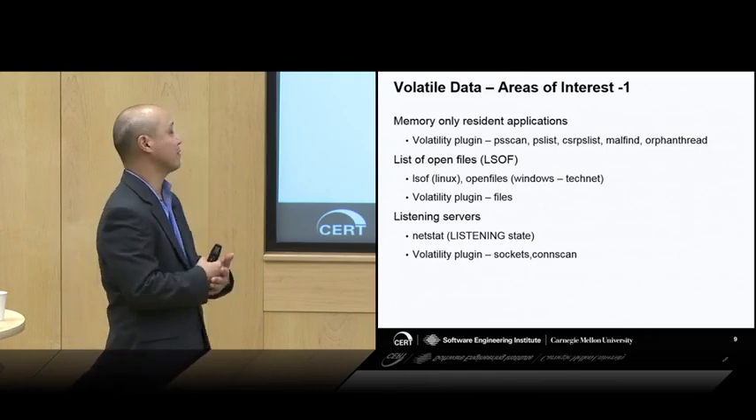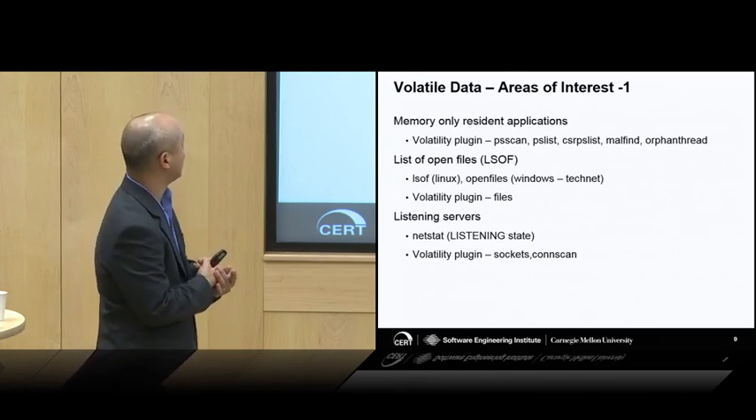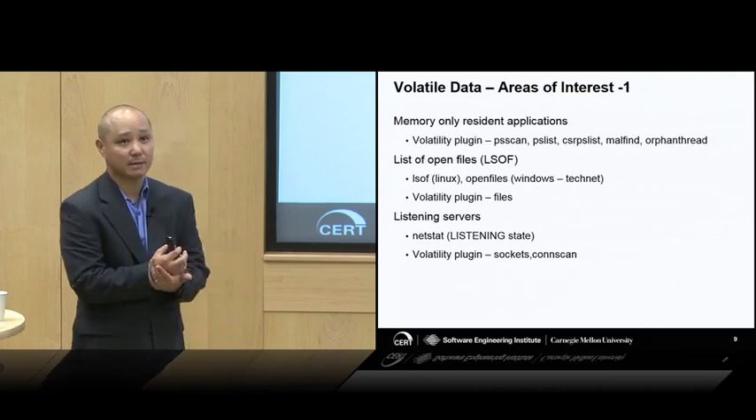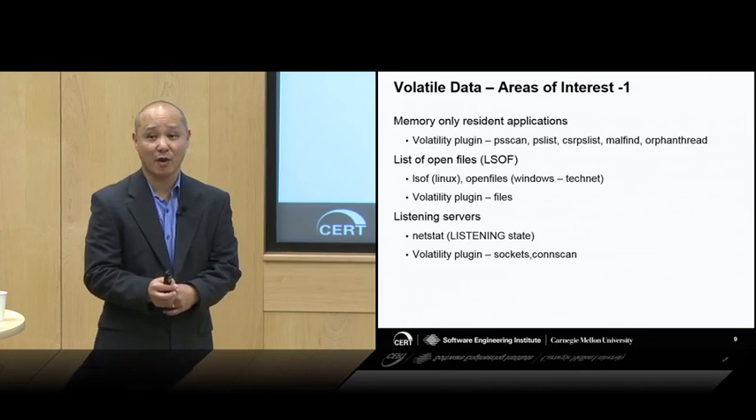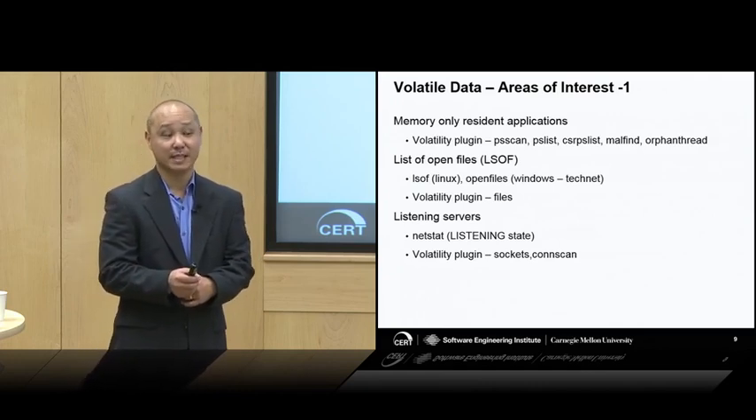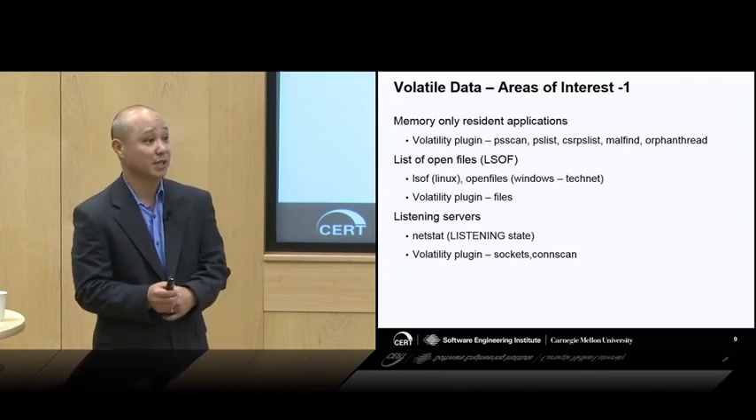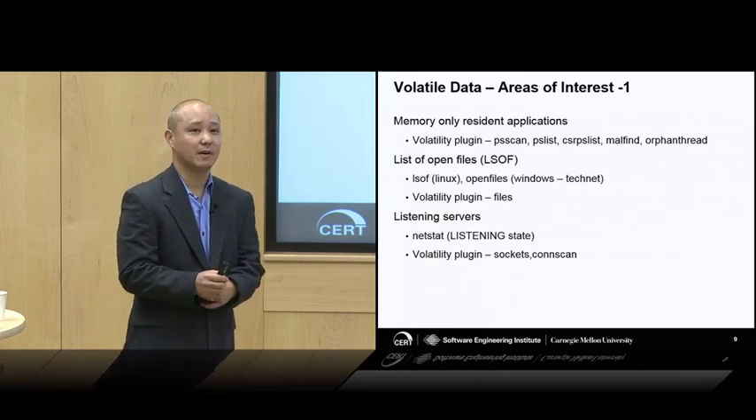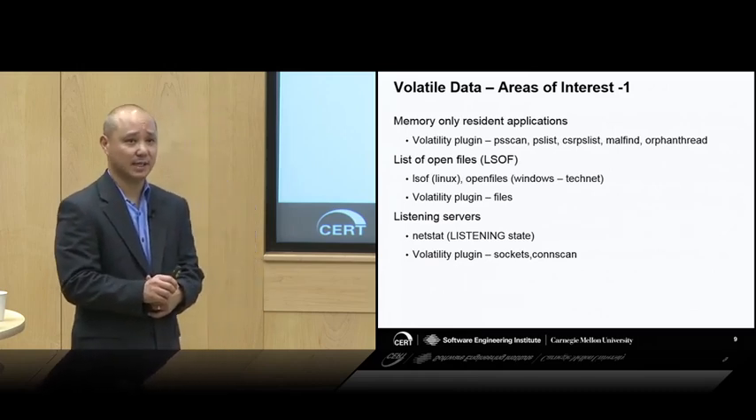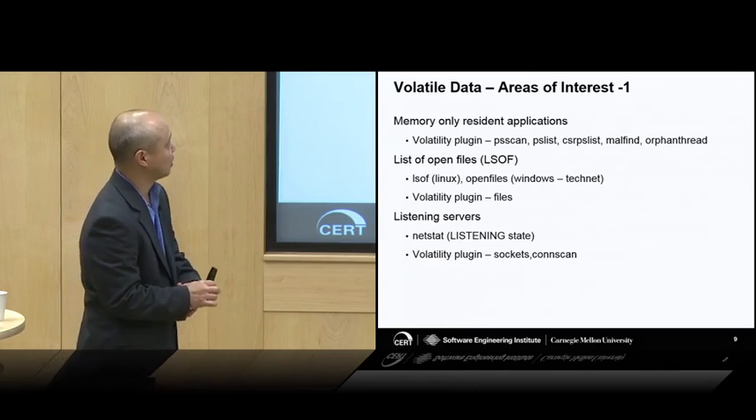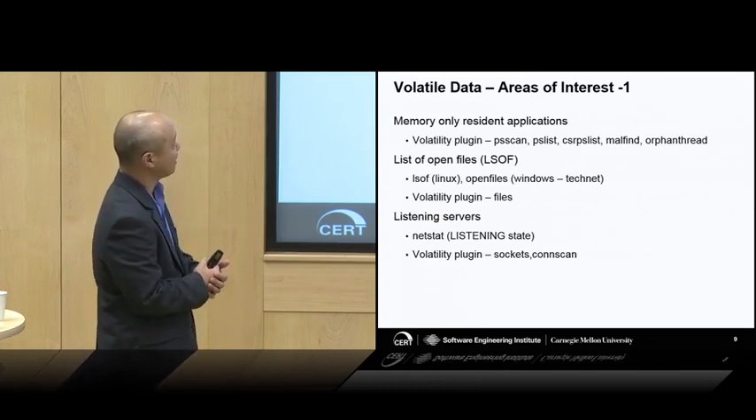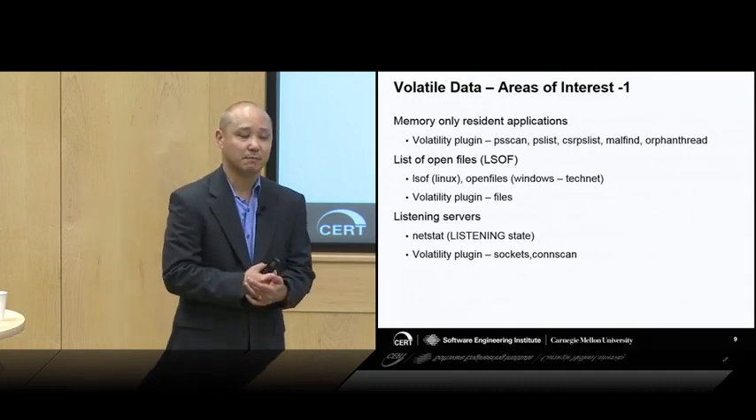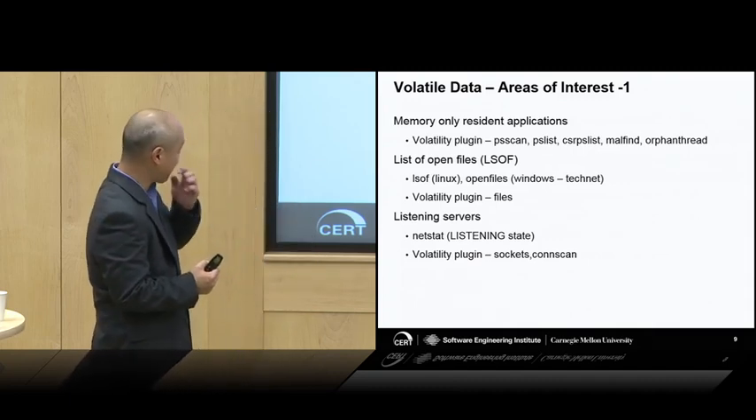So, areas of interest for volatile memory: memory-only resident applications, meaning there's not a copy of them on the hard drive. They only seem to exist in memory, so it makes you wonder, where did they come from? How you can get at those: Volatility has a plug-in, either PSScan, there's PSList, and a few more that will help you identify memory-only resident applications.